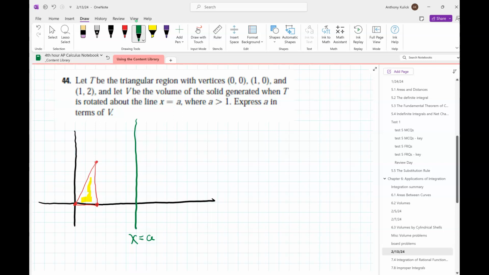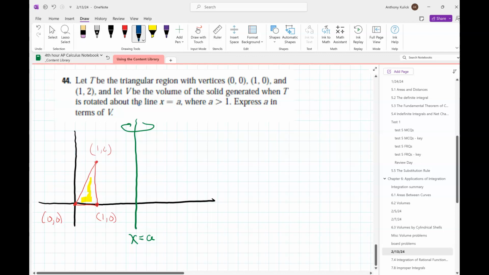All right, let's take a look here at 44. This is in the set, I think. So we have a triangular region with vertices (0, 0), (1, 0), and (1, 2). So that's what I've drawn there. And we have an axis of rotation at x equals a, and they want us to find a in terms of the volume of rotation. It's pretty easy, I know.